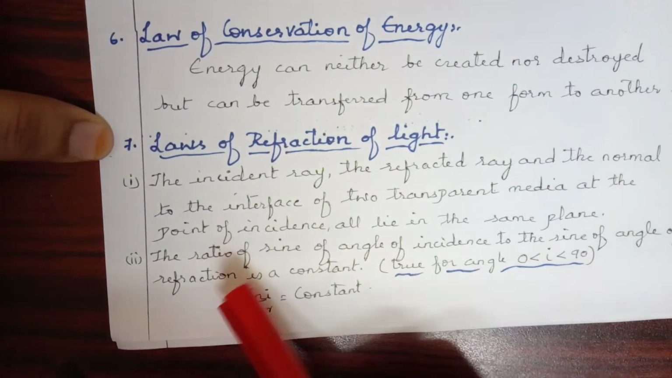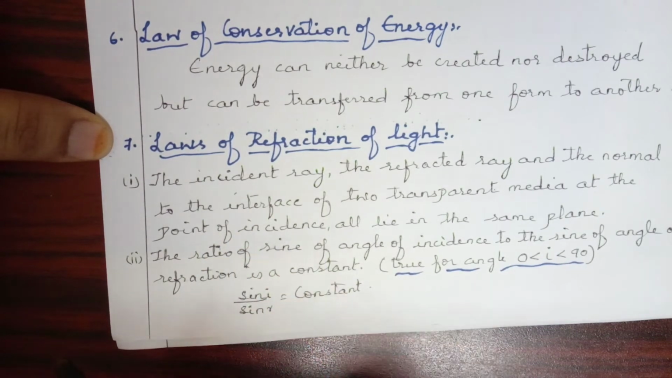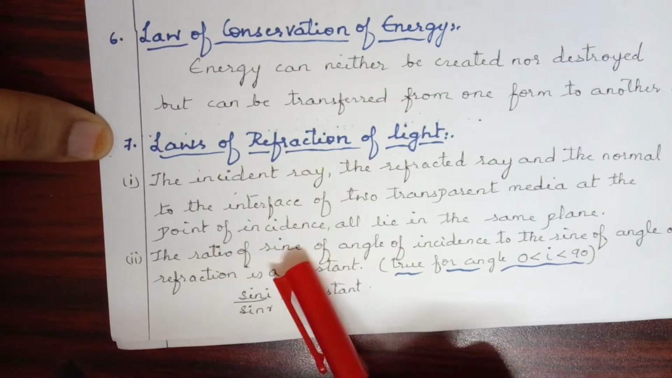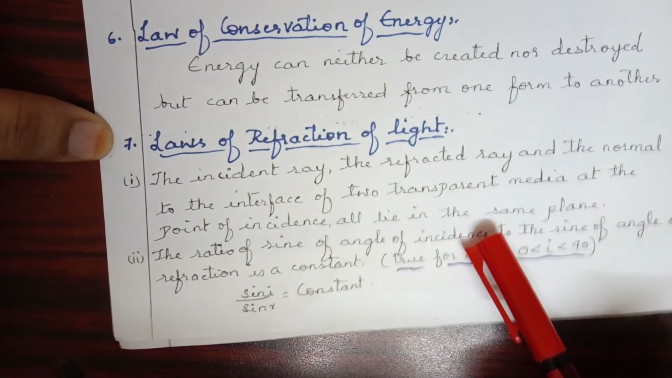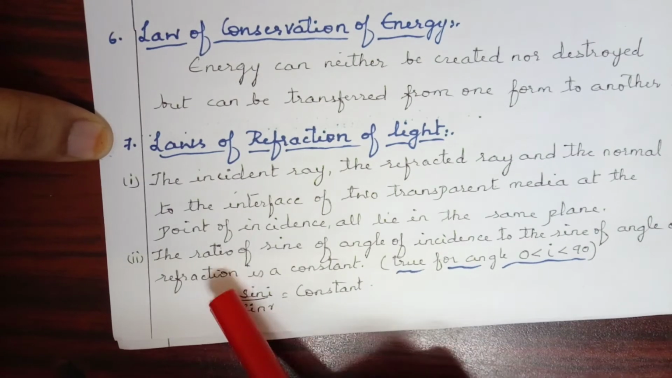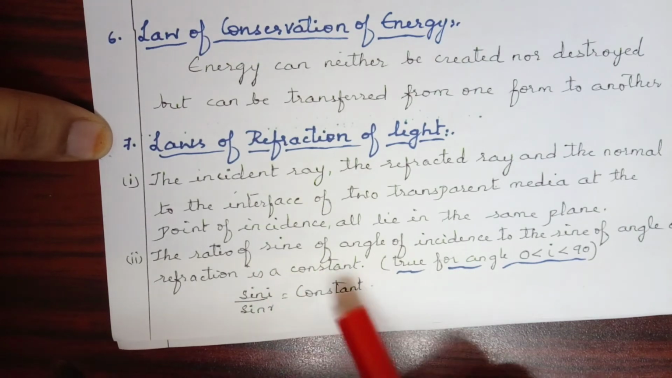This is very important. Here you need to remember the mathematical equation. This is the mathematical equation for the second law. Sine i by sine r is equal to a constant. Ratio of sine of angle of incidence, this i stands for angle of incidence, to the sine of angle of refraction, so this r is angle of refraction. So when you divide it, you're going to get a constant.